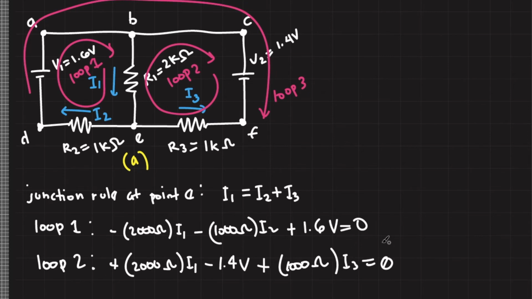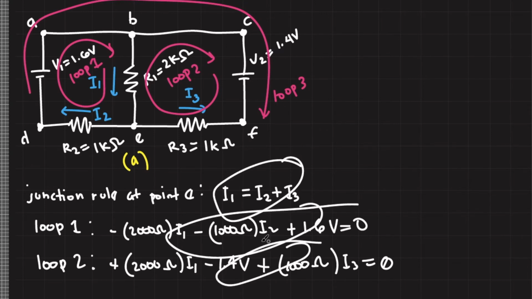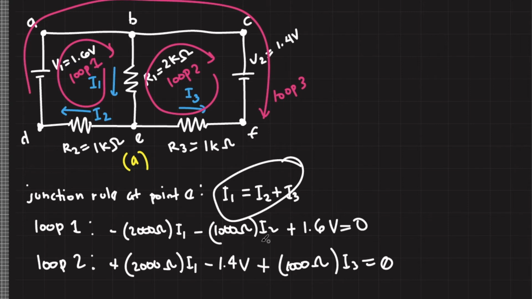Now, I can apply the loop rule to loop 3, but notice that I have 3 unknowns, I sub 1, I sub 2, and I sub 3. So, in algebra, if you have 3 unknowns, in order for you to solve the value for the 3 unknowns, you must have a minimum of 3 equations. I already have 3 equations, so I don't need another one. So, I will not be using the loop rule for loop 3 because it's not necessary. I can already solve this circuit just by using 3 equations.